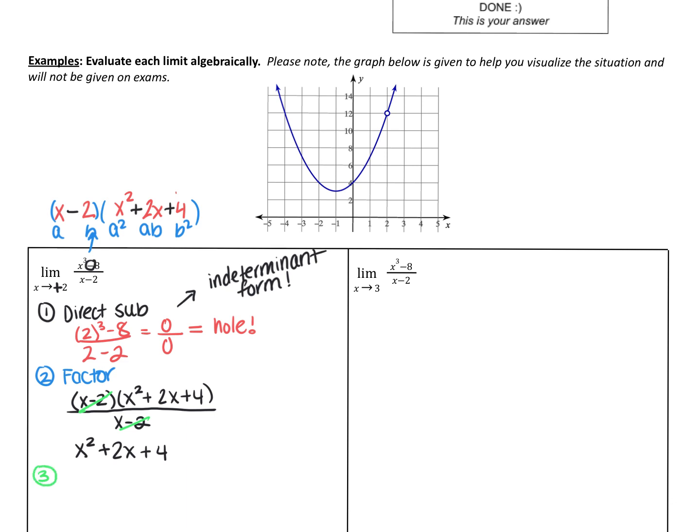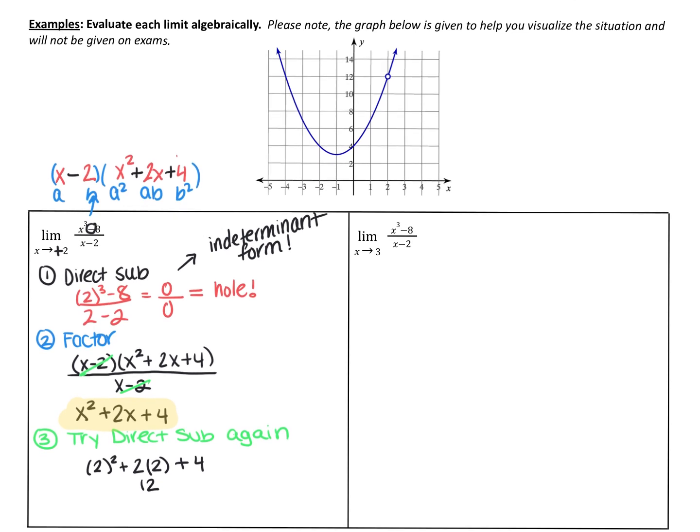Step 3 is we are going to try direct substitution again, with this new simplified version up here. So we're going to plug in our x equals 2 now into that simplified equation. So we're going to try 2 squared plus 2 times 2 plus 4. So quick mental math, that gives me 12. Now 12 is going to be your answer to your problem. So the limit, this whole thing up here, is 12.